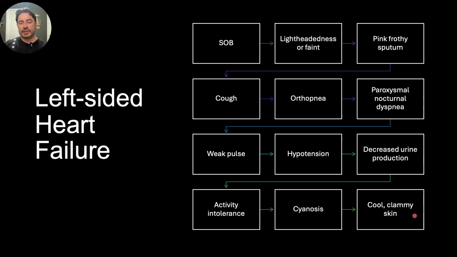So when we have left-sided heart failure causing the backup from the left side of the heart backing up into the lungs, backing up into the right heart, these are our symptoms. When it comes to right-sided failure only, that's the previous slide. What we call right-sided heart failure only is cor pulmonale. What we call left-sided heart failure is congestive heart failure. So differentiating between the right and the left.